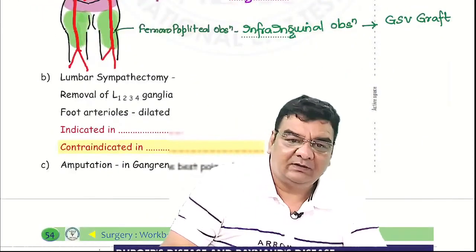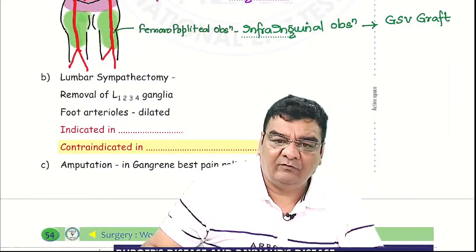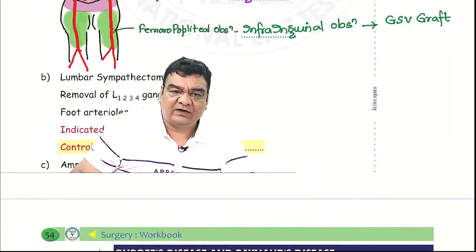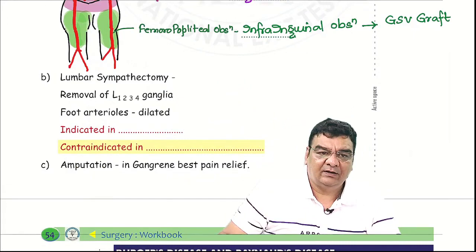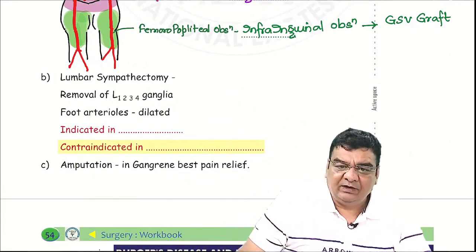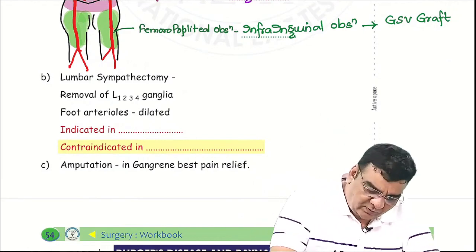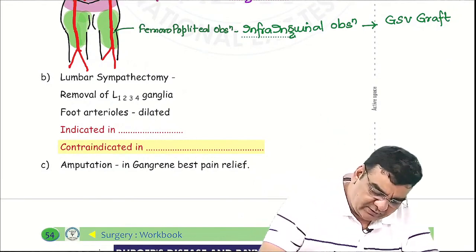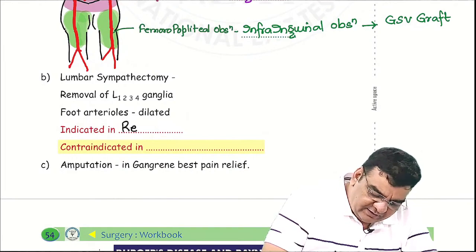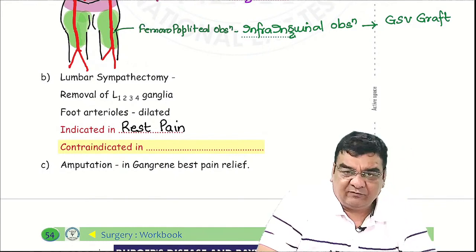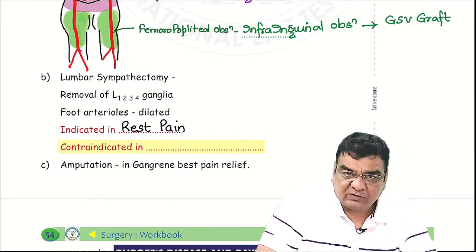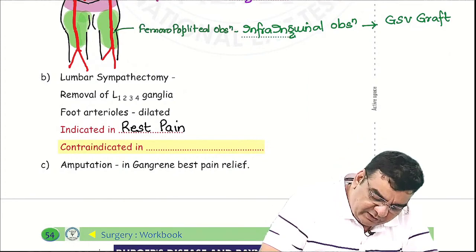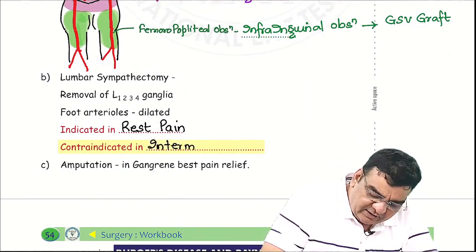Lumbar sympathectomy, beta, is simply removal of the first, second, third, fourth lumbar ganglia. By doing a sympathectomy, the foot arterioles dilate. So blood starts moving into the foot, and foot pain is relieved. That means this is indicated in rest pain. But since calf blood is going out, if the patient was having calf pain, it will increase. So lumbar sympathectomy should not be done in intermittent claudication.